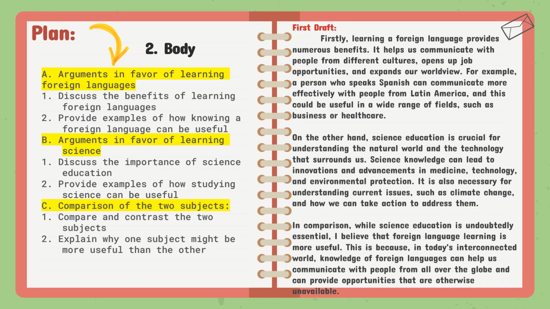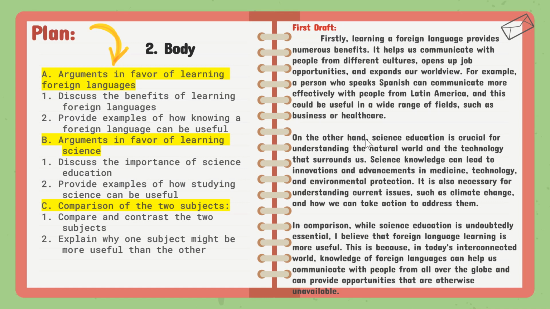So on the other hand, science education is crucial for understanding the natural world and the technology that surrounds us. Science knowledge can lead to innovations and advancements in medicine, technology, and environmental protection. It's also necessary for understanding crucial issues, such as climate change, and how we can take action to address them. So, if you notice here, I start to provide examples without using the words for example. It's also necessary for understanding current issues. Here I start to provide the example. Also, when I said science knowledge can lead to innovations and advancements in medicine, also here, example.